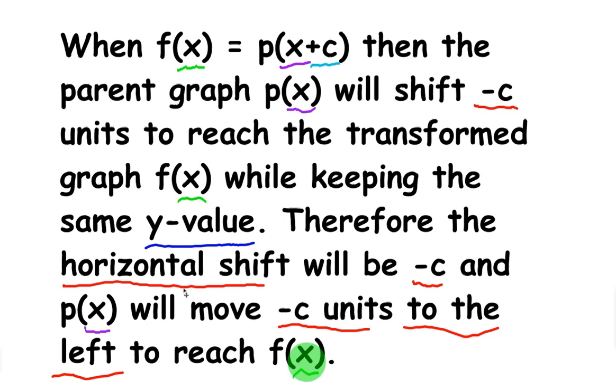Alright, that's it for our horizontal shift. Whenever c is positive, the graph will actually move c units to the left.